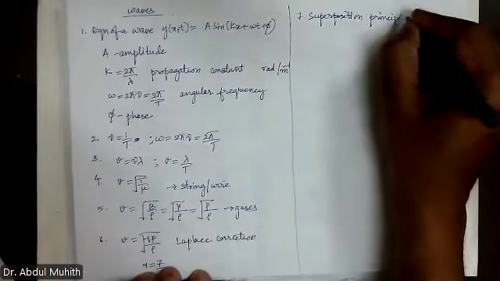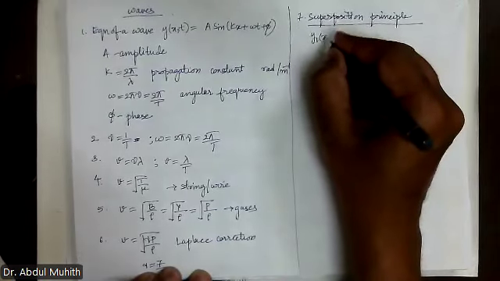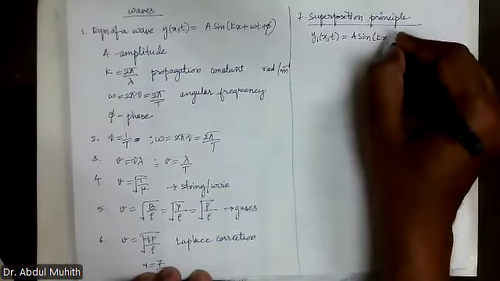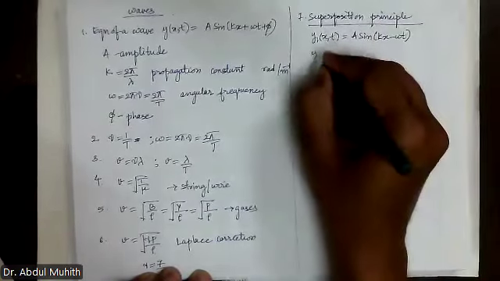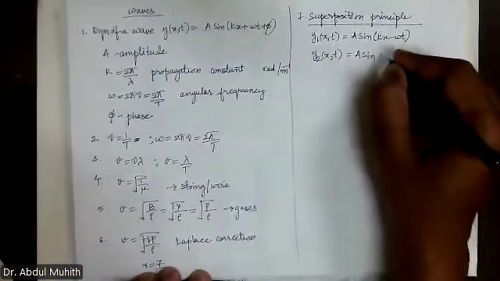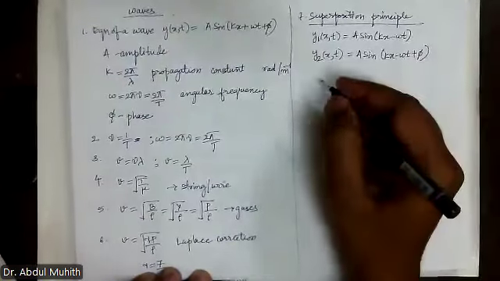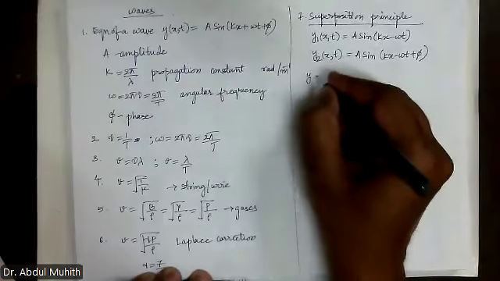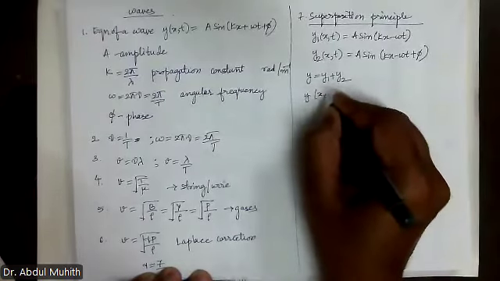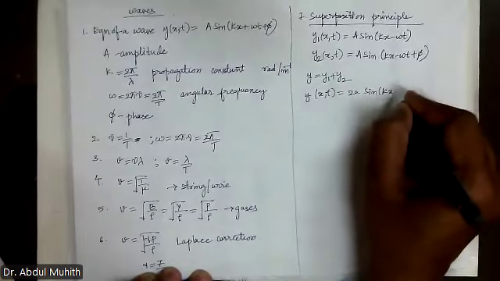Superposition principle. In the superposition principle, we say y1 of x comma t equals a sine kx minus omega t, and y2 of x comma t equals a sine kx minus omega t plus 5. Two equations we have taken. And the final equation y is equal to what? y1 plus y2. So y of x comma t equals 2a sine kx minus omega t.